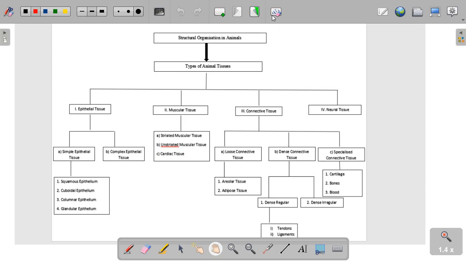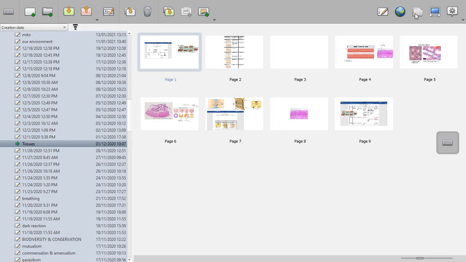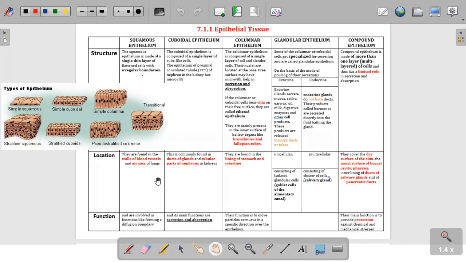Now looking at this, you see here there are around four varieties of epithelial tissue. Like I said earlier, epithelial tissues are meant for covering as well as protecting the body and organs. The number one is the squamous epithelium. It is characterized by having single layered cells.